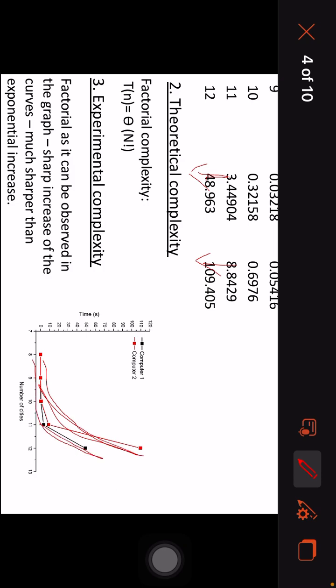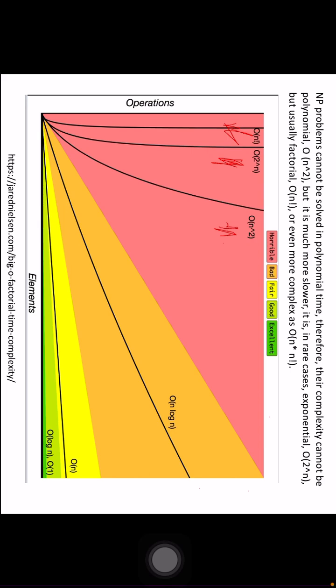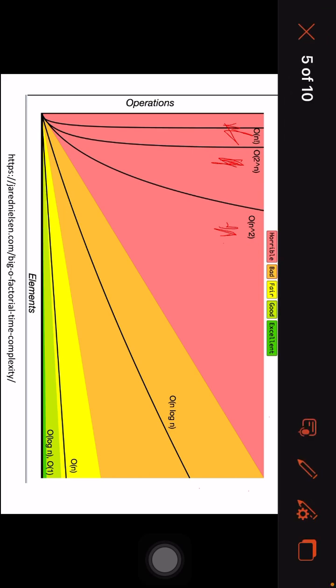So this is the example of factorial increase. This factorial increase, you can see this curve, is much sharper than the exponential increase.